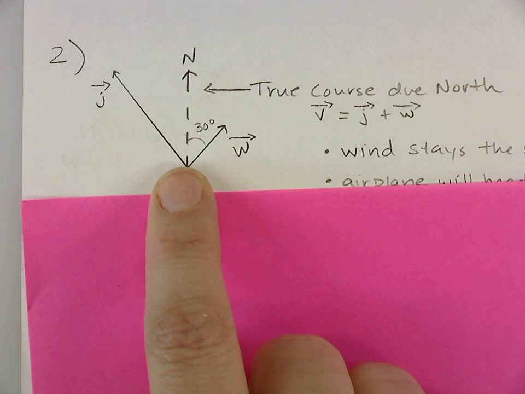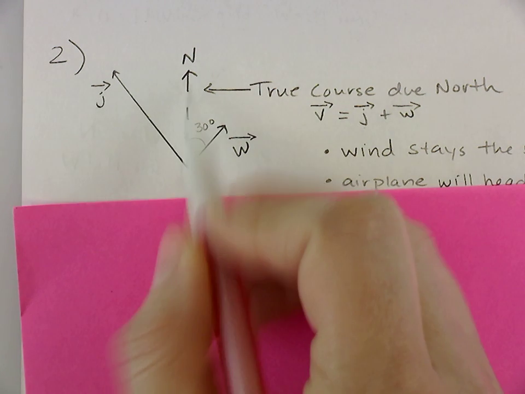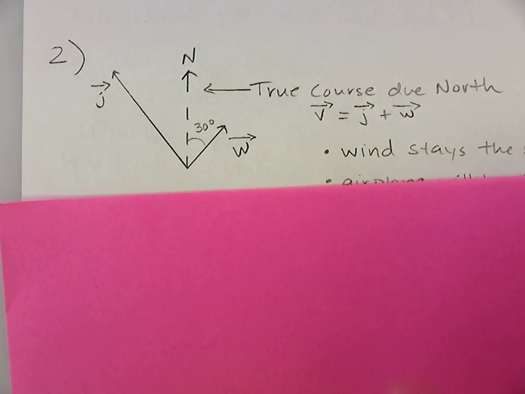Okay, so if you guys need to draw that picture, please feel free. Do you guys have questions about the picture? Okay, so the true course we want is due north, and our jet and our wind are from example 3.